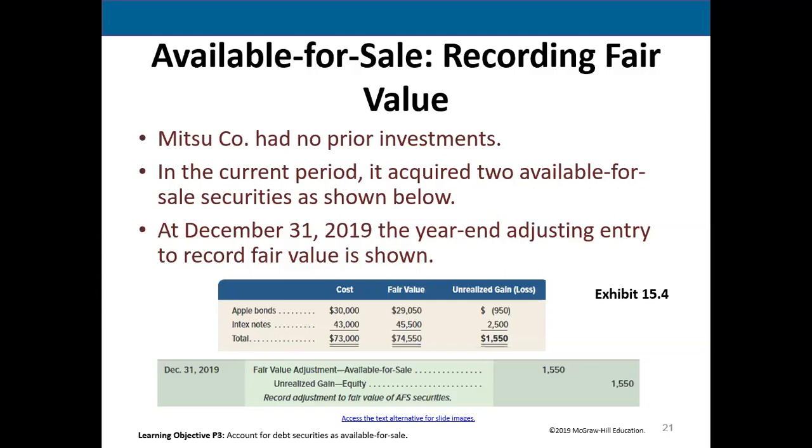So the market value, or what these are worth on December 31st, is $74,550, an overall increase in value. Even though the bonds went down $950, the Intex note went up $2,500. And we don't report individual unrealized gains or losses. We do it by category. So the trading category will have a journal entry, if we have any, and the available for sale.